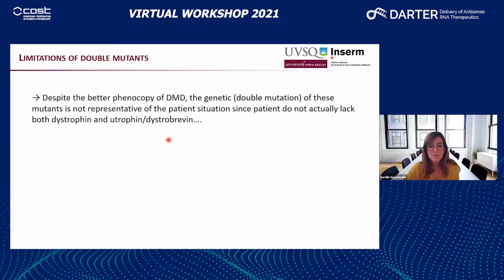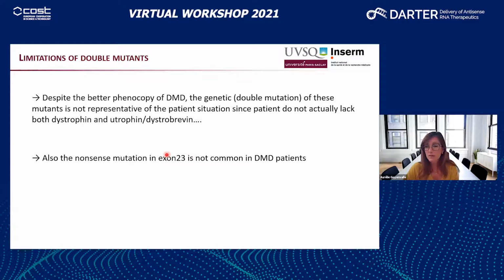There are other limitations of the double mutants because, although they look like a better phenocopy of the dystrophic phenotype, the fact that this is a double mutation means the genetics is different from what you have in patients. DMD patients do not lack both dystrophin and utrophin, or dystrophin and MyoD. So genetically speaking, they are not a perfect model. But arguably, the nonsense mutation in exon 23 of the common DMD mouse is also not ideal and not the best representative of patients.